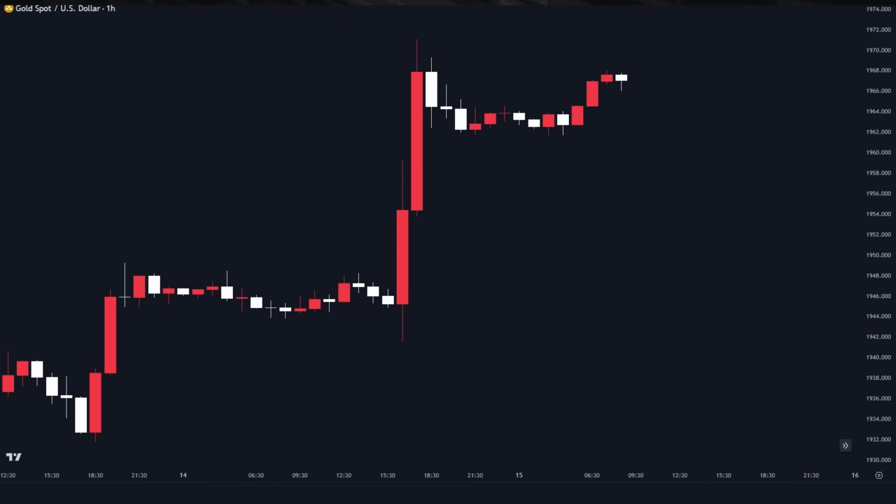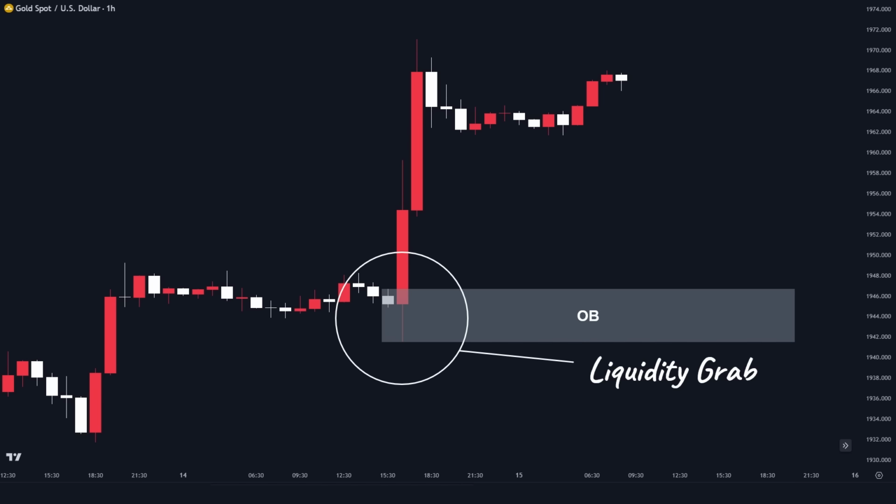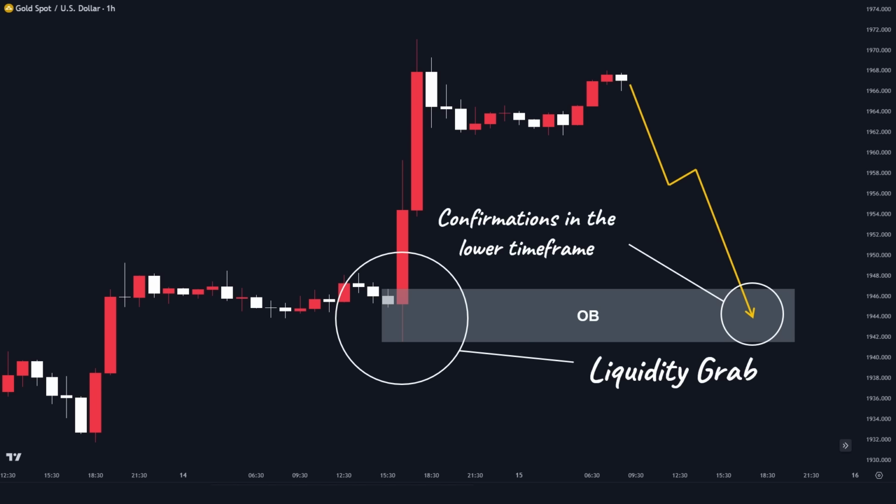For example, sometimes a wick grabs the liquidity below the order block candlestick, which makes us add this wick to our zone. But the problem is, we would have a large order block to trade. That's why in situations like this, we will look for more confirmations in the lower time frames to execute trades at a better price.